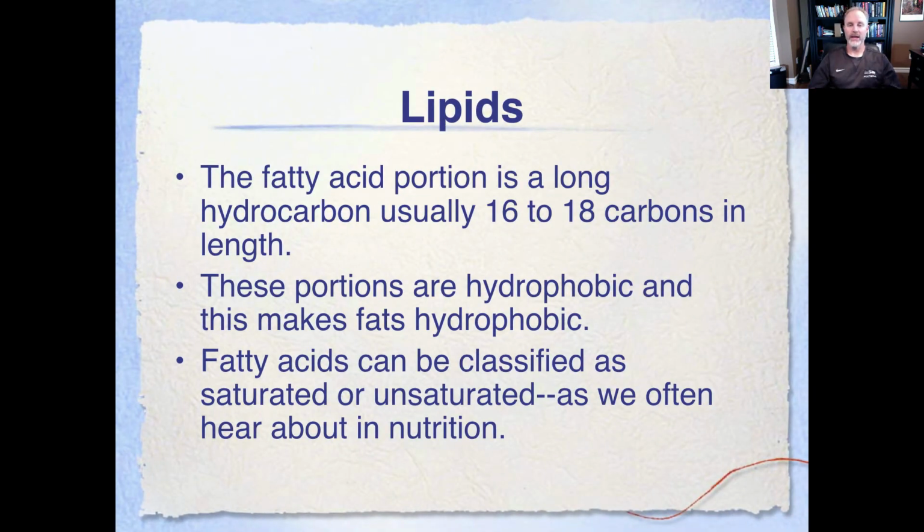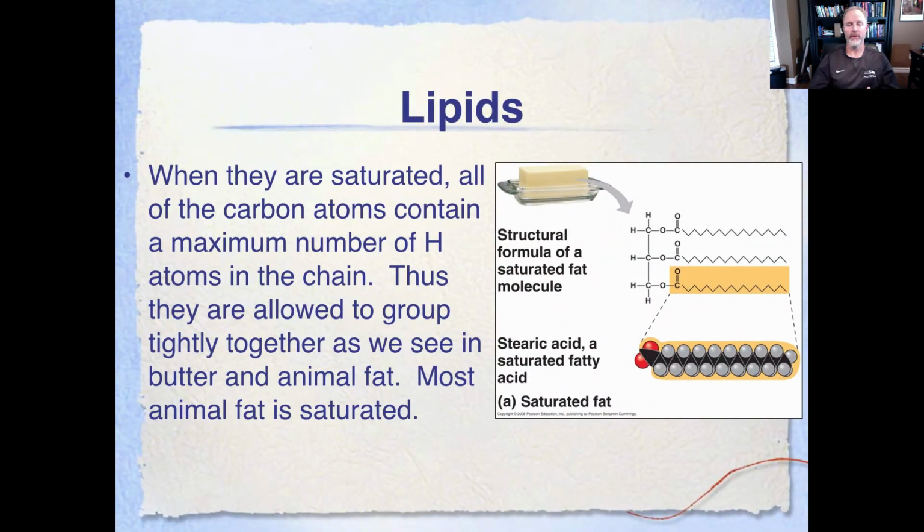Okay, the fatty acid portion, remember we said, is 16 to 18 carbons in length, and these portions are hydrophobic, and this is what makes fats hydrophobic. And recall we said that we can classify these fats as being saturated or unsaturated, and this is what we often hear about from the food standpoint if you read the labels. When the carbons on the fatty acid chains have the maximum number of hydrogens that they can possibly hold, in other words, no double bonds between any of the carbons, we say that we have a saturated fat.